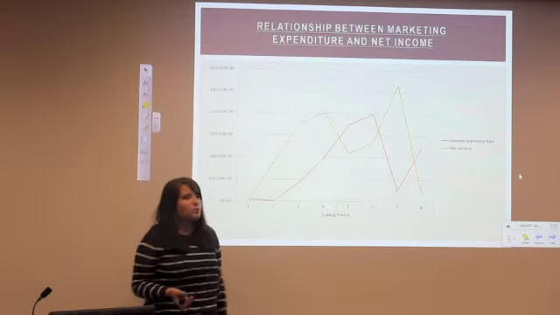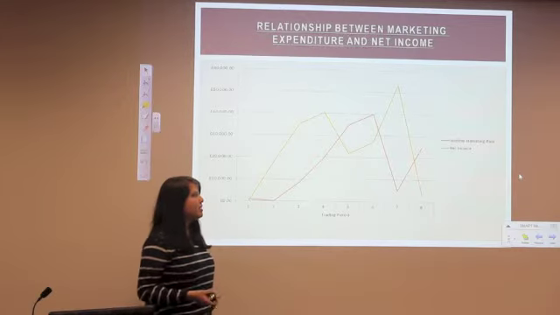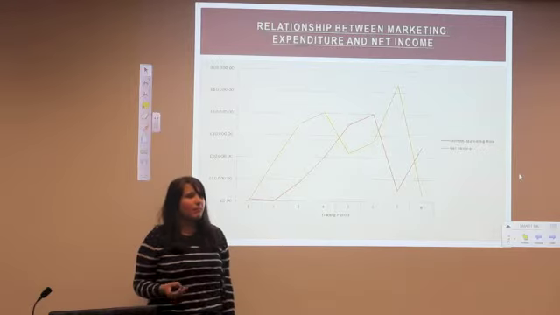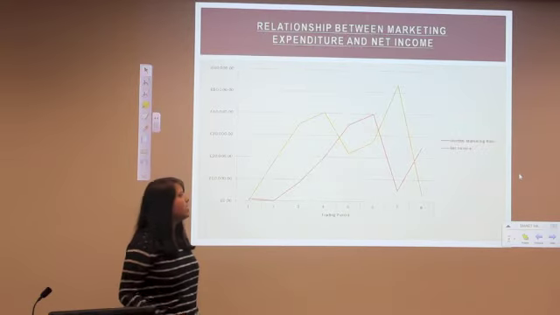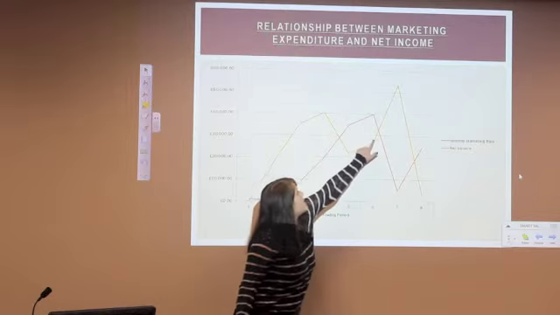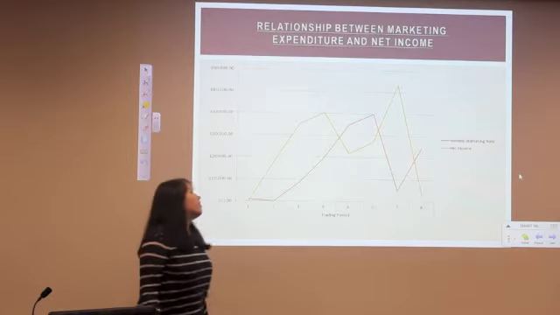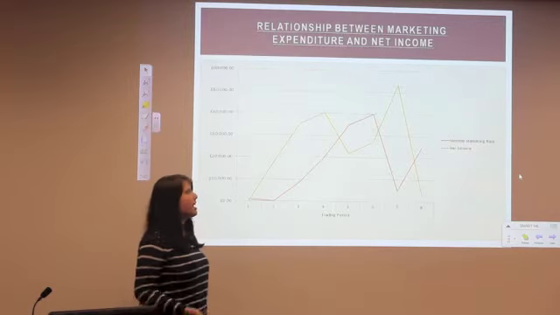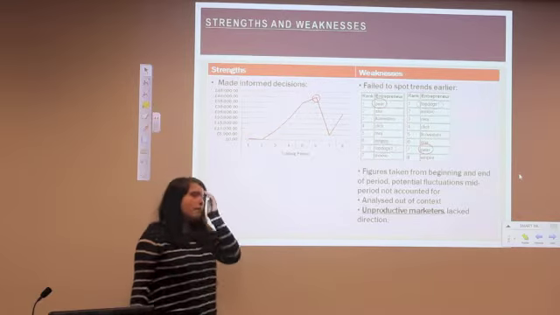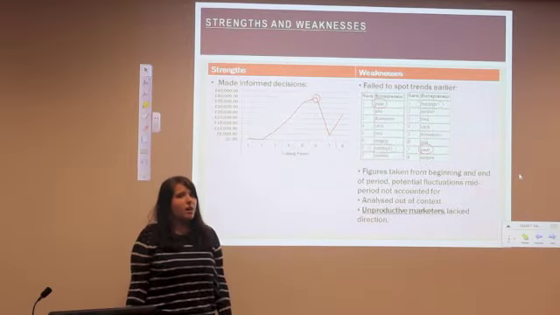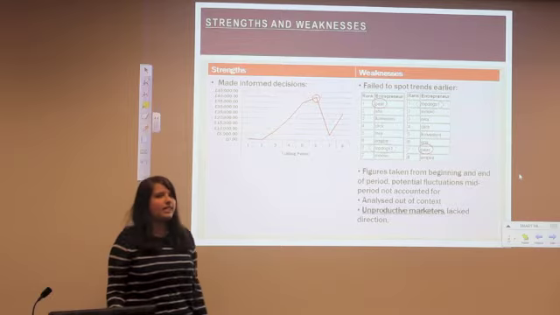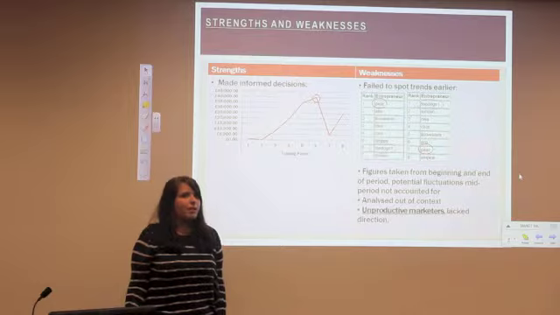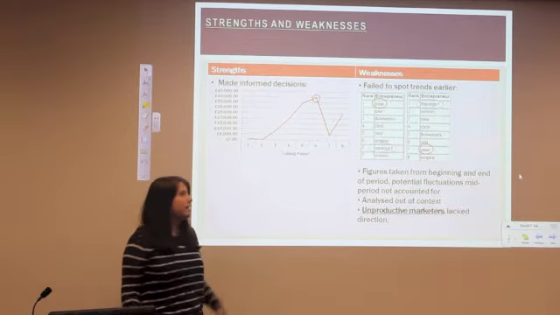What we actually found when we compared our marketing expenditure with the net income that we were receiving was that there wasn't really much of a correlation. But what we did find was that at the points where the two lines overlap, we were actually marketing unproductively, because we were spending as much on marketing as we were on net income. So the strengths of our marketing department were that we made informed decisions, as I said earlier. At the point where we realised that other groups weren't spending as much, we also stopped spending as much.